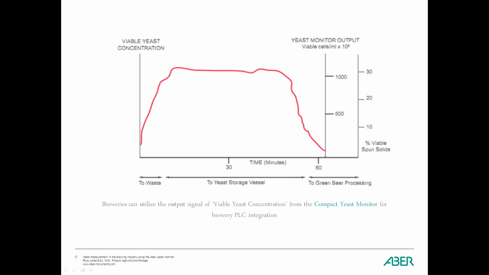Therefore, the Aber monitor not only enables the automated control of your cropping process, but also improves yeast management, as only high concentrations of viable yeast will be recovered and used for subsequent pitching. This threshold can be set in the PLC to any cell concentration value the user wishes to recover.